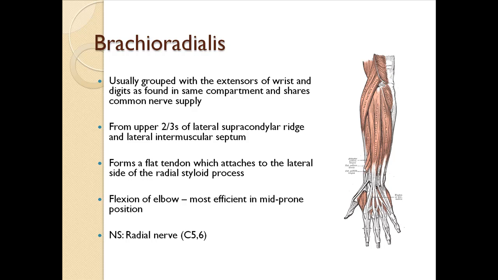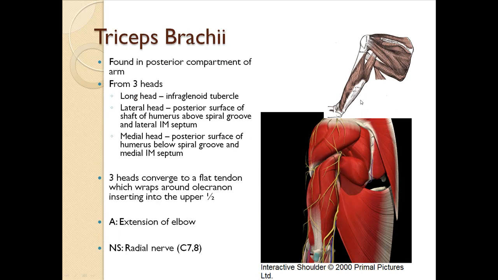It acts as an elbow flexor, and it's most important when the arm is held in a mid-prone position. And its nerve supply is via the radial nerve roots C5 and C6. So we have three strong elbow flexors there: supinator, brachioradialis, and brachialis.